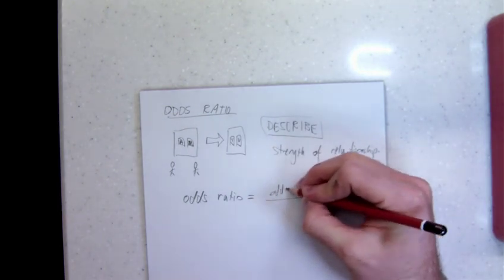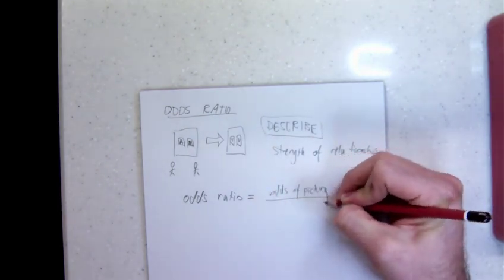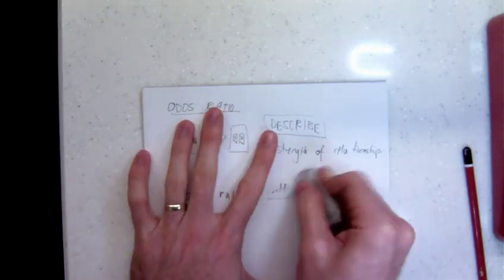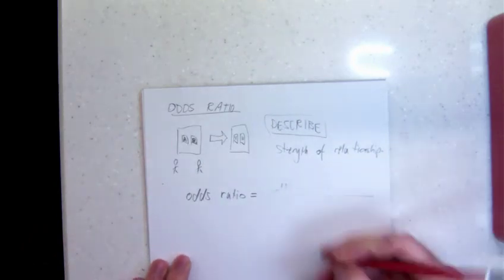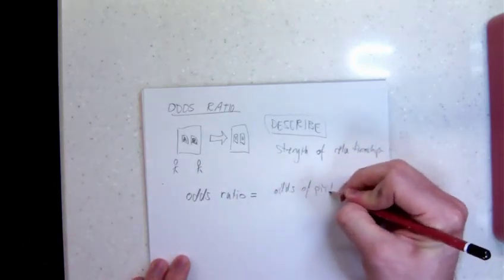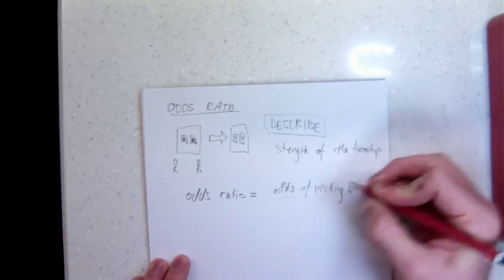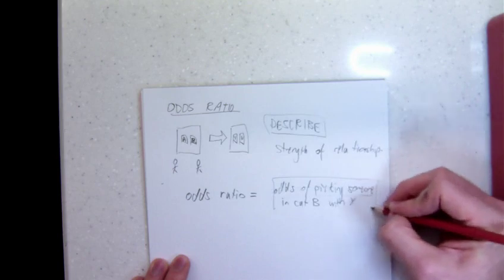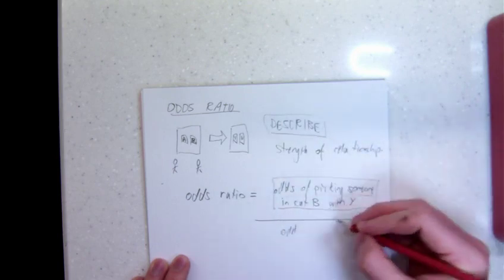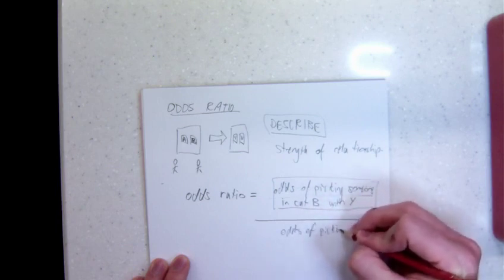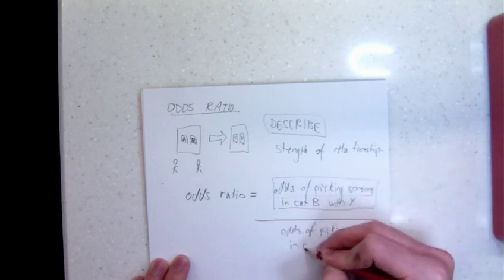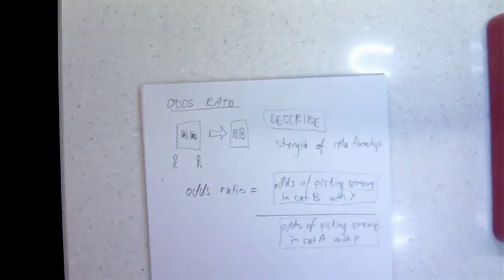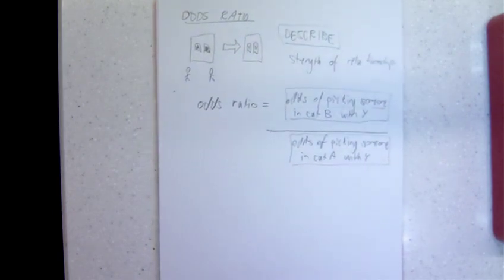And it's the odds. The odds of picking someone in category B with a yes, compared to the odds of picking someone in category A with a yes. I'll do an example of how that's done if you're interested, because odds is not an ordinary way of calculating probability.